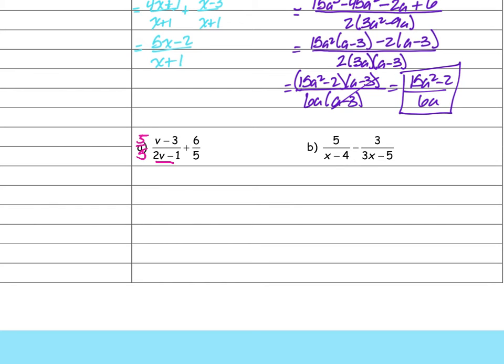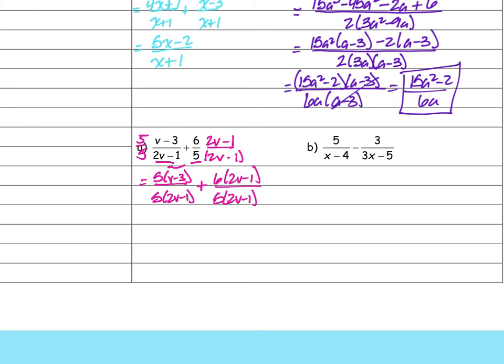If I'm putting a 5 in the denominator, I need to put a 5 in the top. And what does this denominator need that this one has? Well, the 2v minus 1. So I don't want that to change, so I'm multiplying by 1, just a special 1. So what I end up getting is 5 times v minus 3 over 5 times 2v minus 1 plus 6 times 2v minus 1 over 5 times 2v minus 1. Now I have a common denominator, okay?